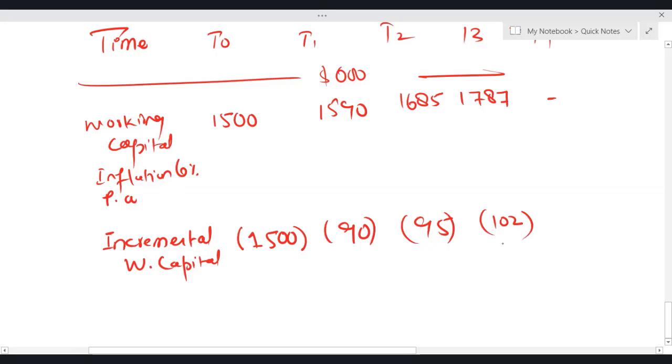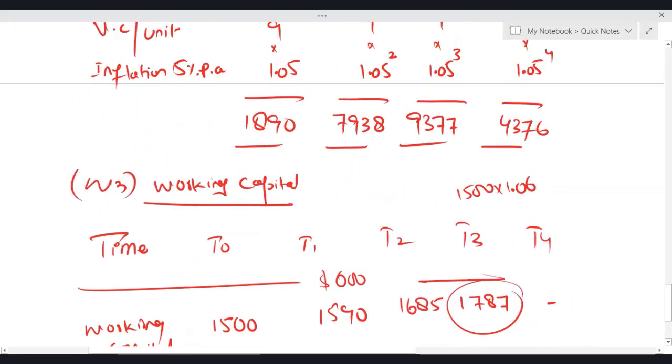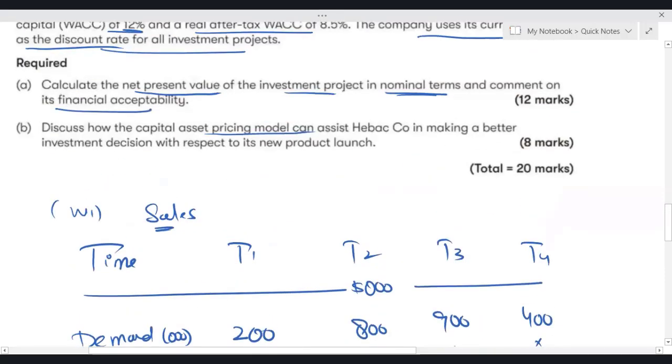And T4 is the last year of the project. At the end of the project, whatever we have invested in working capital will be recovered. So the total investment in working capital is 1787. The total of the working capital, mathematically, has to be 0, and it is happening here. So incremental working capital is 1500, 90, 95, 102, and then the recovery is 1787. Okay, now one more working.